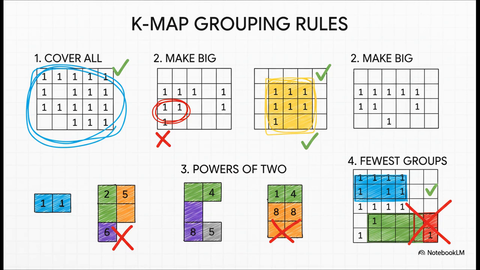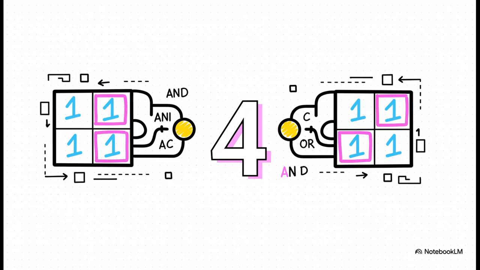So to really get good at this, just remember these rules of the game. Your main goal is to make sure every single one on the map is covered by a circle. And you want to make each circle as big as you possibly can, as long as its size is a power of 2. And finally, you want to do all of that using the fewest number of circles possible. And this is where it gets really good. A group of 2 ones lets us eliminate one variable. But a group of 4? Oh, that's even better. It lets you eliminate 2 variables at once. So the bigger the group you can make, the simpler your final logic becomes.